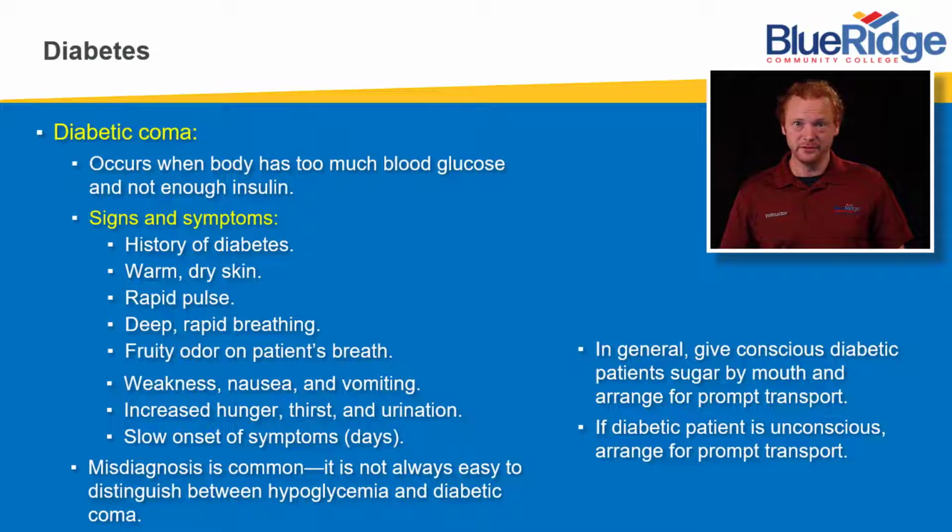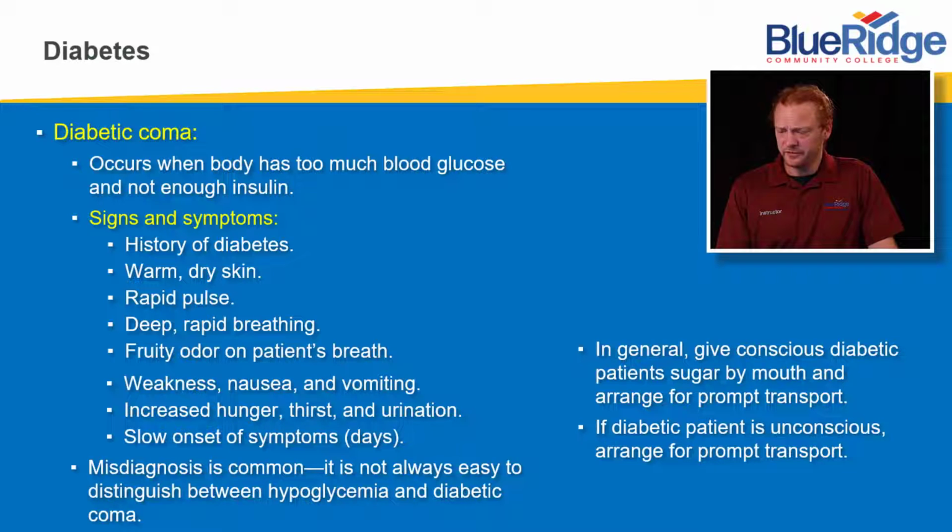History of diabetes is a huge indicator. Warm and dry skin, rapid pulse, deep, rapid breathing. A lot of times there's a fruity odor on a patient's breath. Some people associate it with the smell of alcohol or like a mixed drink. Weakness, nausea, vomiting, increased hunger and thirst, and urination. The increased urination, the body is actually trying to flush out a lot of that excess sugar.